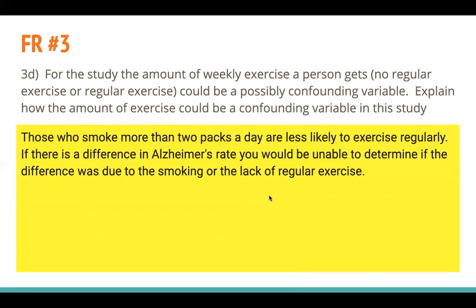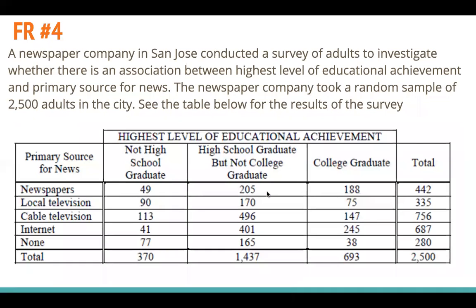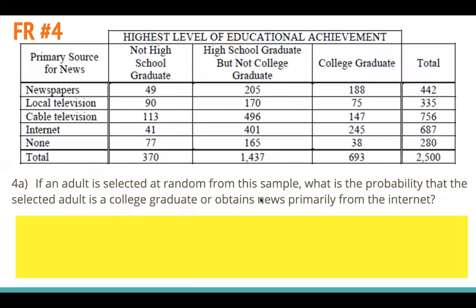Okay, for response number 4, we have a newspaper company in San Jose that conducted a survey of adults to investigate whether there's an association between highest level of educational achievement and primary source for news. The newspaper company took a random sample of 2,500 adults in the city, and here's this 2A table.